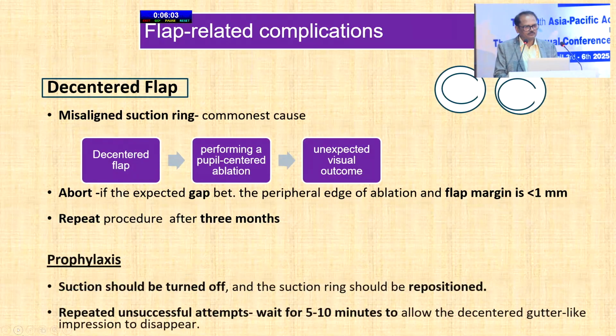The complications which are related to the flap include a decentered flap. If you are not properly applying the suction ring, then it can create a decentered flap. And if you are performing a pupil centered ablation, then the patient's visual outcome may be unexpected. So if you find that the flap which has been made is decentered, it's better to abort the procedure, and you can do the re-laser if sufficient time has passed, say around 3 months. And one thing which is important to see is that if the expected gap between the peripheral edge of the ablation and the flap margin is less than 1 millimeter, then you can do the procedure.